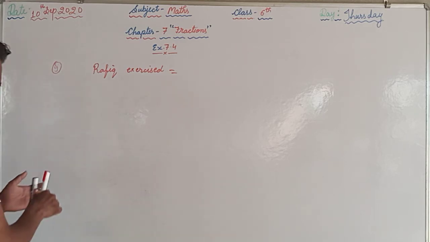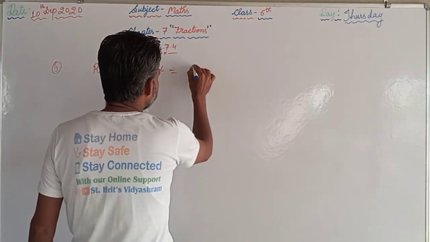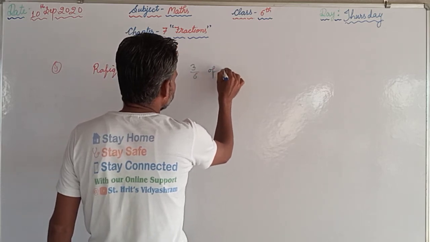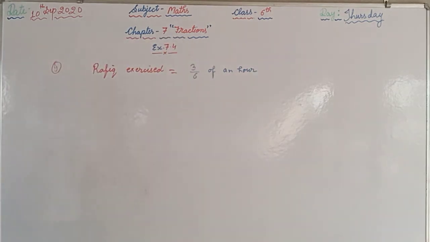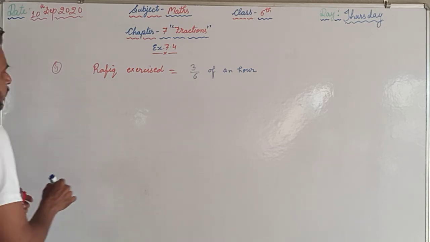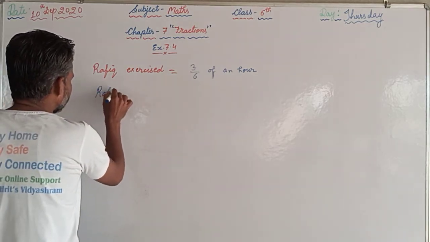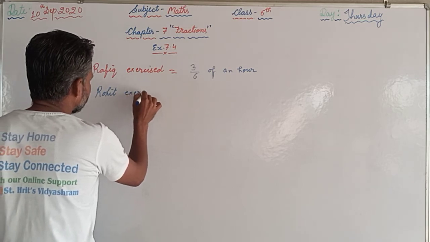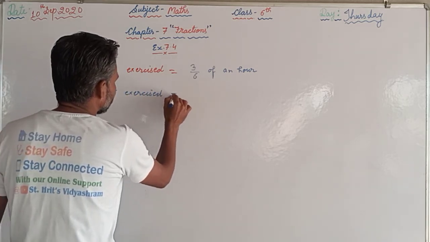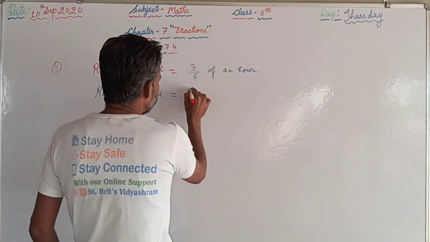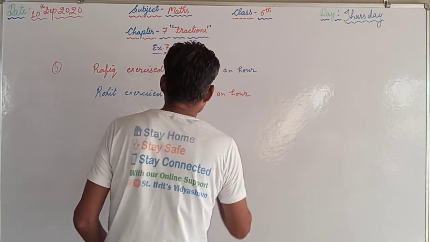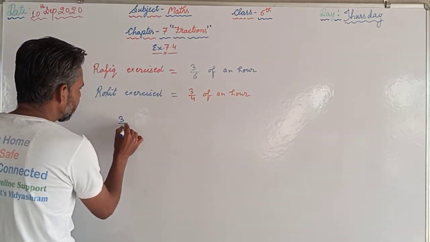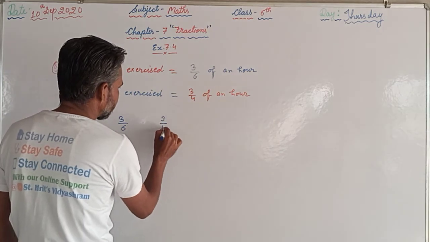Rafiq exercised for 3 by 6 of an hour. And the second one is Rohit. Rohit exercised for 3 by 4 of an hour. So we have to compare 3 by 6 and 3 by 4.